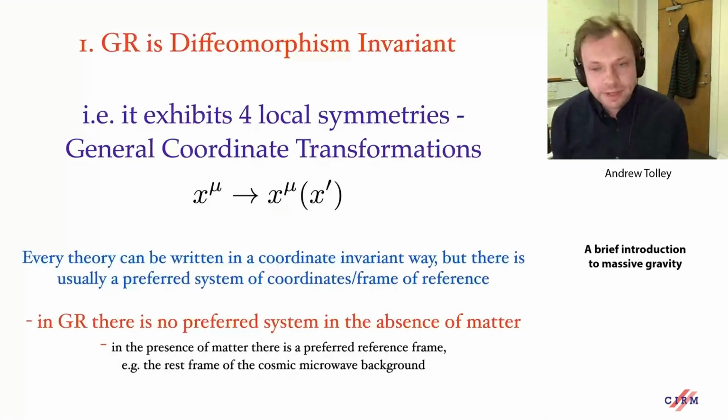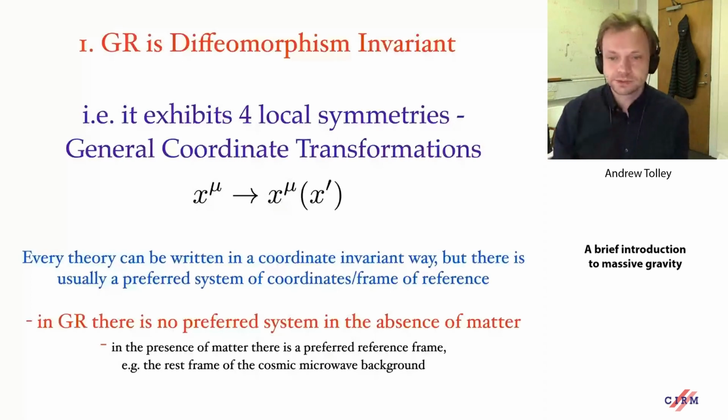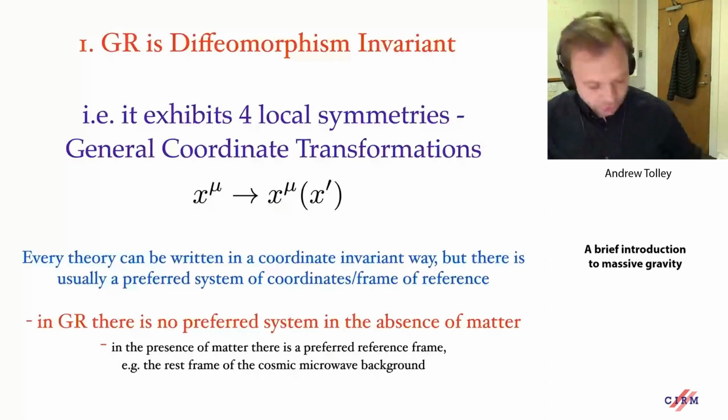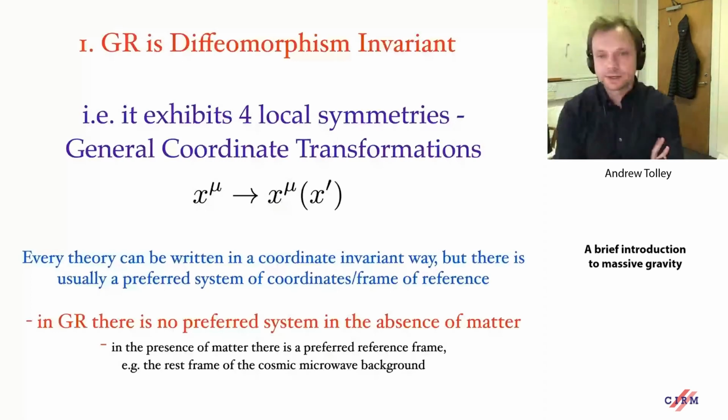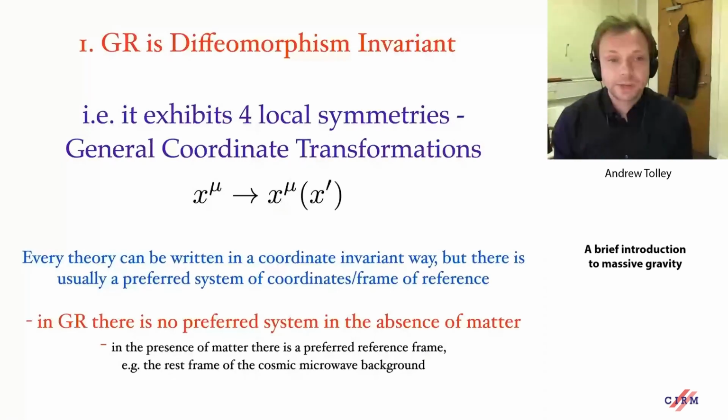Now you can actually write any theory in a way in which it has this symmetry. You can do that by the so-called Stueckelberg procedure, which I'll get to later. But in general, if you have to do the Stueckelberg procedure in order to make it invariant under coordinate transformations, then it means that there is fundamentally a preferred frame. In general relativity, there is no preferred frame. So it's manifestly invariant under general coordinate transformations, or what I should just call diffeomorphisms from now on.